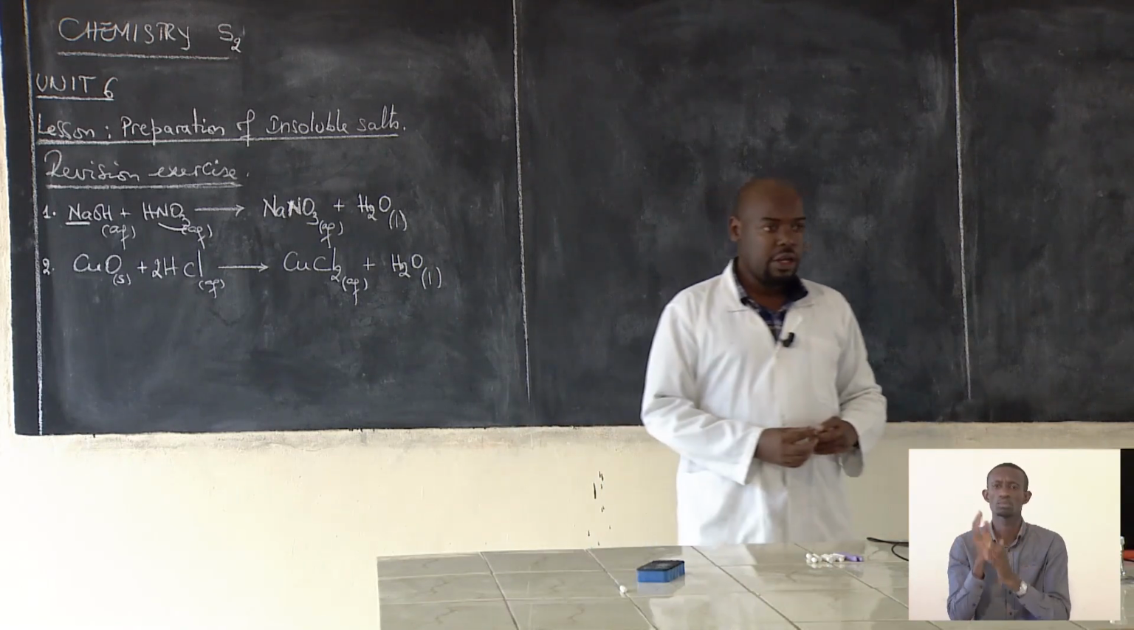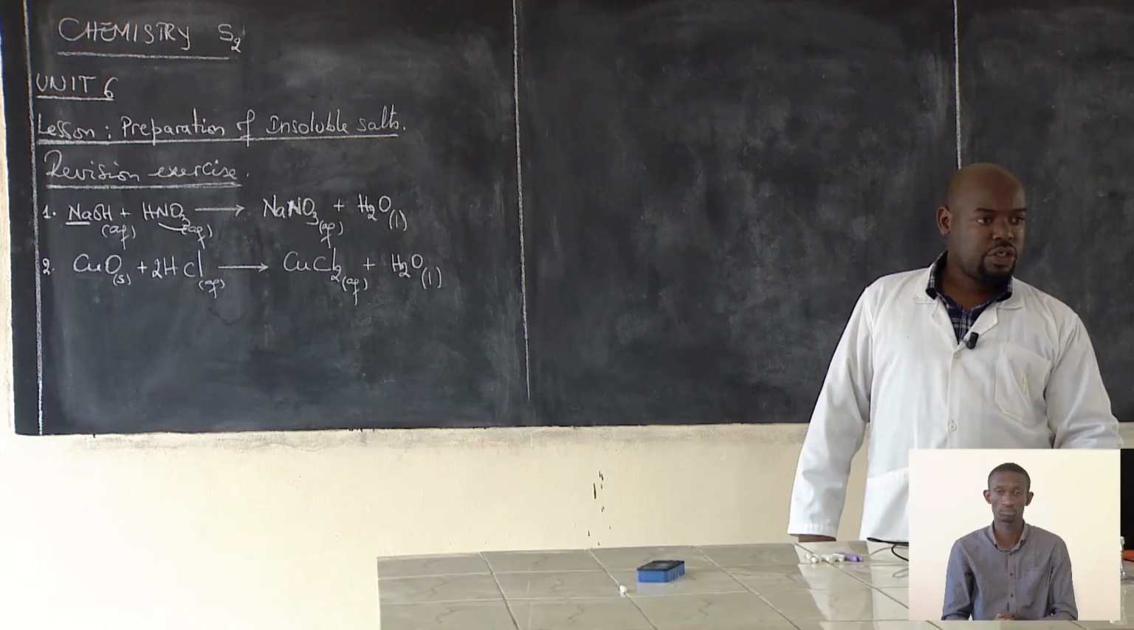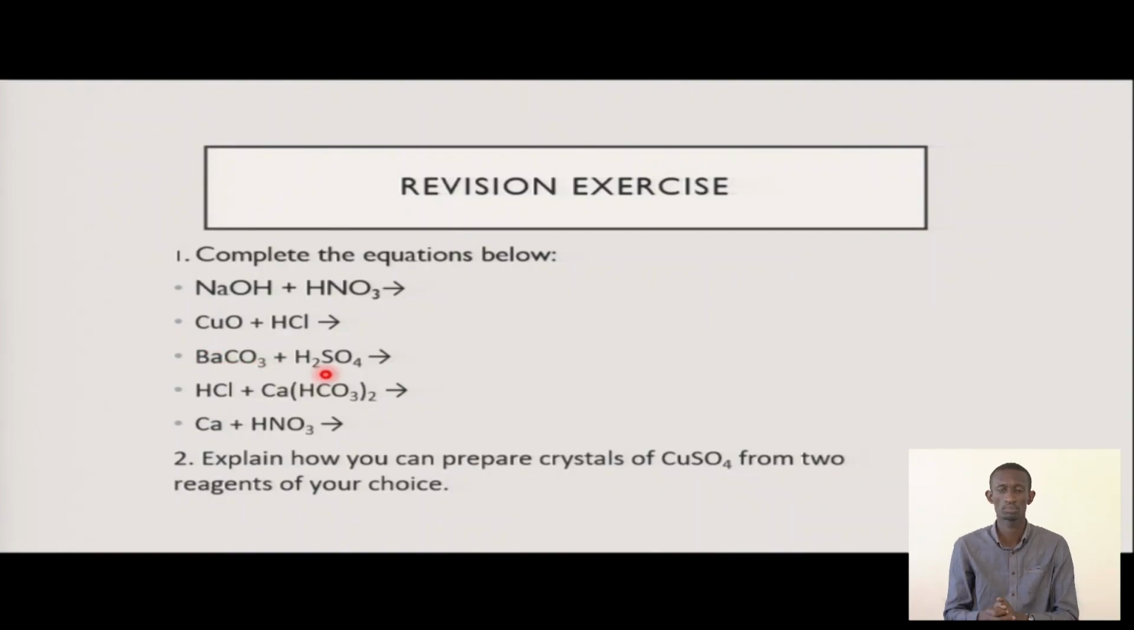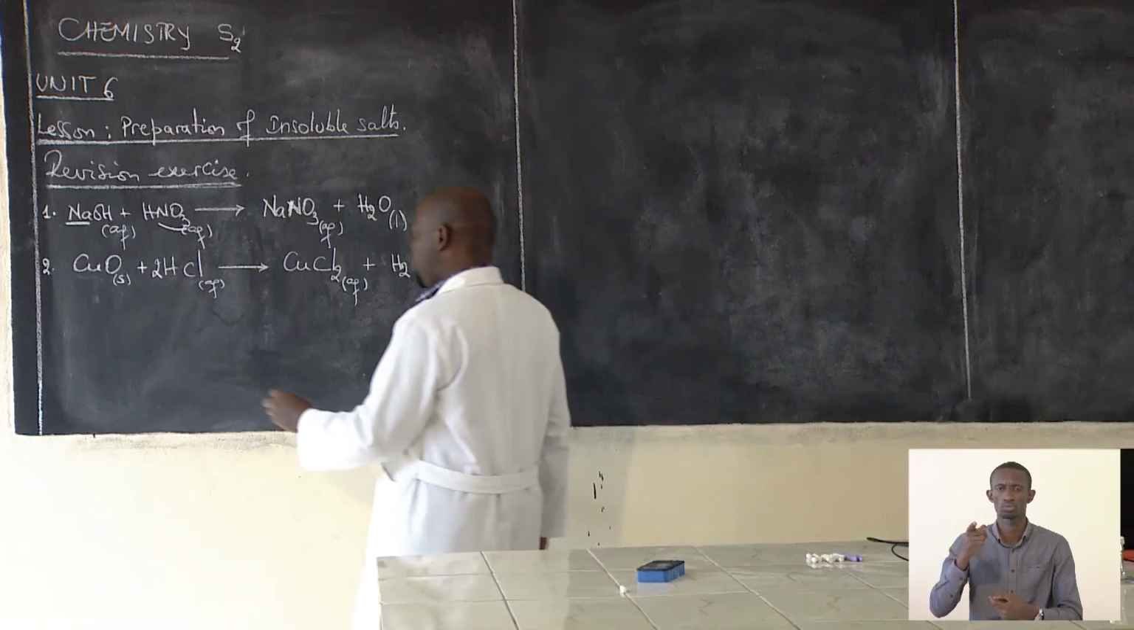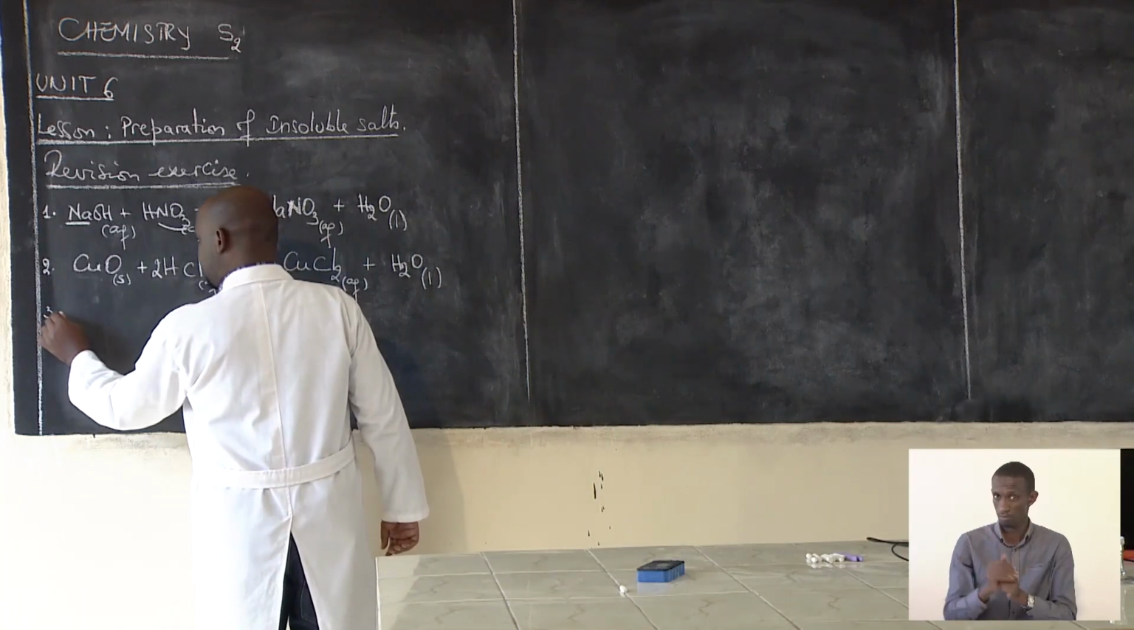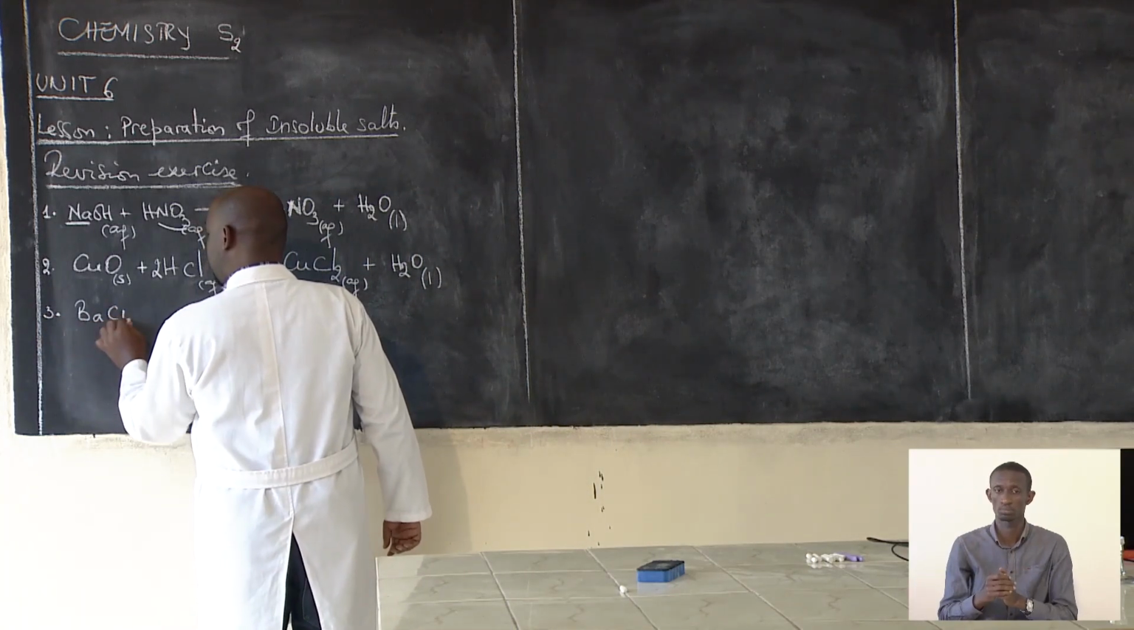And number 3, the third equation is barium carbonate reacting with sulfuric acid. What do we get when a carbonate reacts with sulfuric acid? It's barium carbonate.